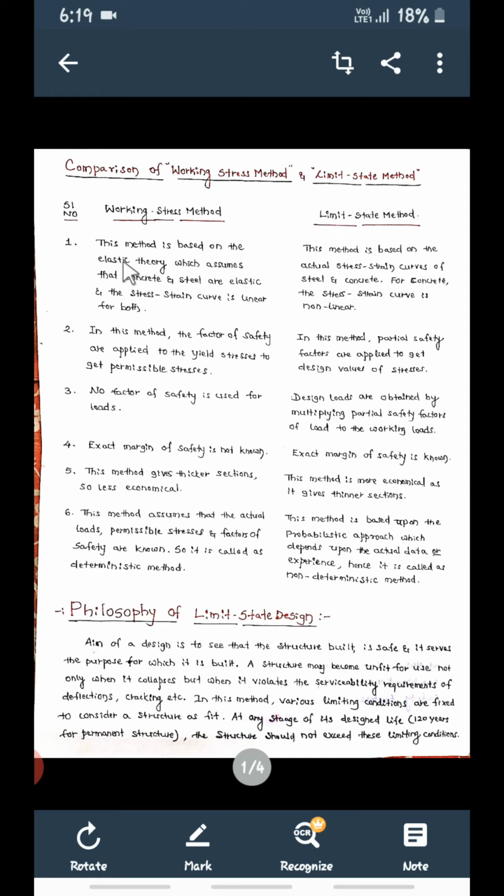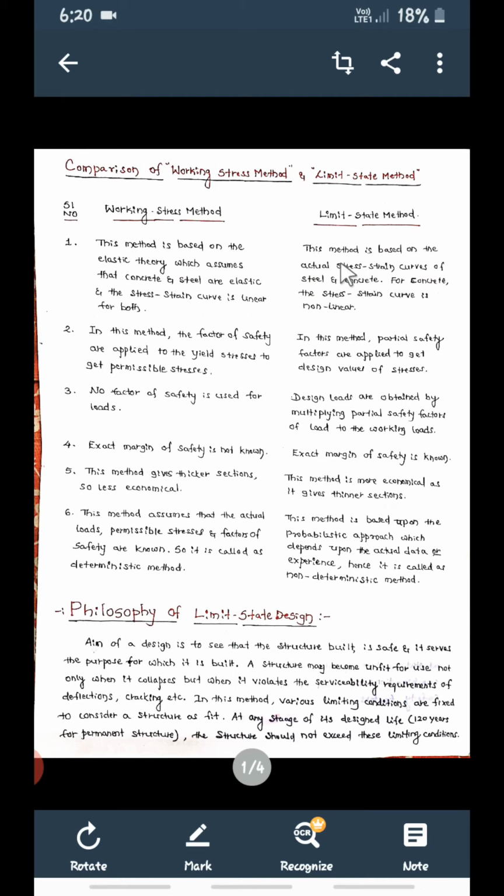The first difference is that the working stress method is based on elastic theory, which assumes that concrete and steel, both materials, are elastic, and the stress-strain curve is linear for both the materials. So what does the working stress method assume? First of all, it is based on elastic theory, which assumes that concrete and steel both are elastic materials, and the stress-strain curve is linear.